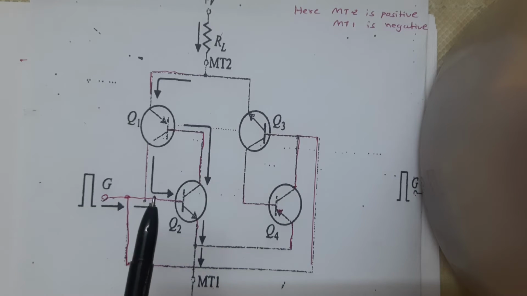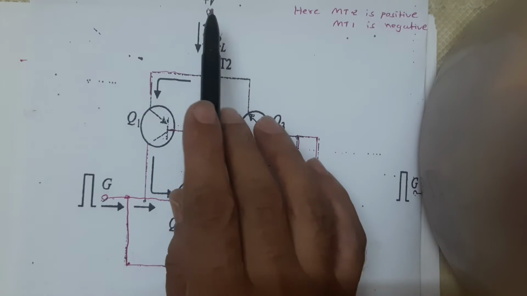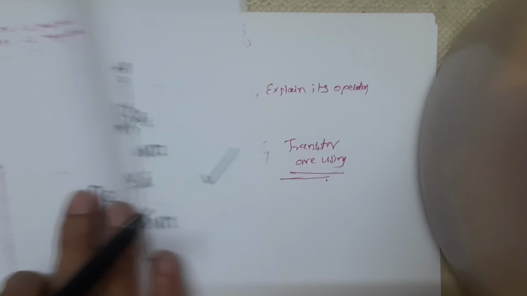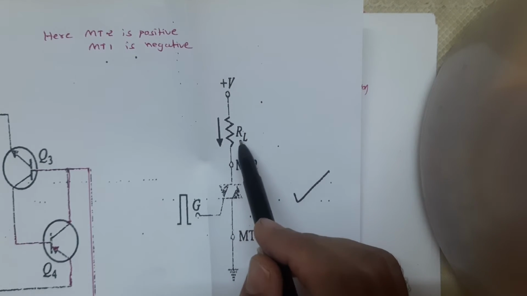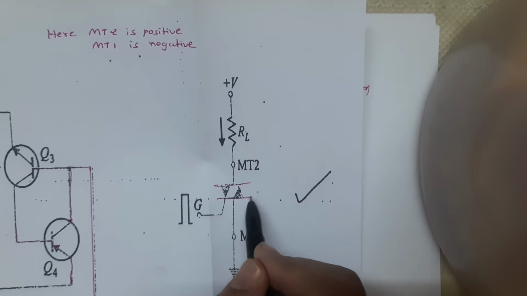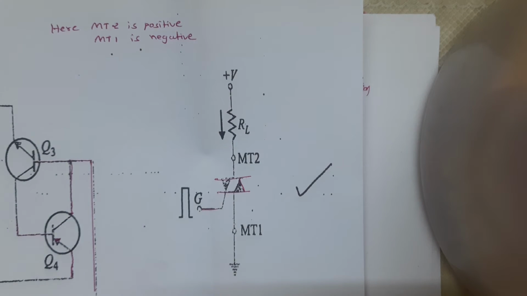So in this way we discussed the case of the positive terminal on the upper MT2 and the negative terminal on MT1. This is the diagram for the positive terminal. Here we are applying through RL. This is the ground terminal at MT1. This is our path, and from the gate we apply the signal, right?